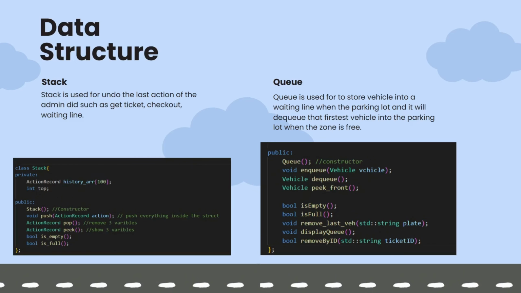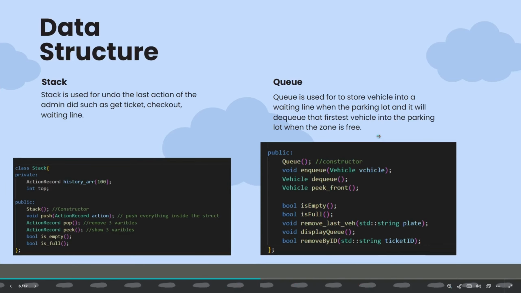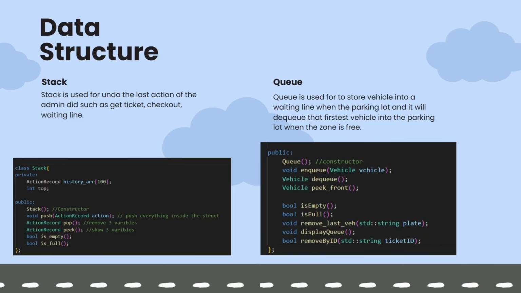And the last one is the queue. In the data structure, the queue here is for the waiting line. When the parking lot is full and there are people waiting outside, this is where the queue comes in handy. We will include the first vehicle that comes into the waiting line, and when someone checks out, the queue will let in the first car that joined the waiting line. That's how it works.